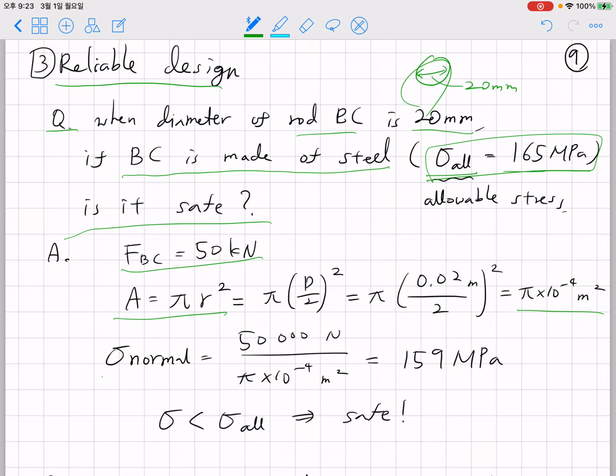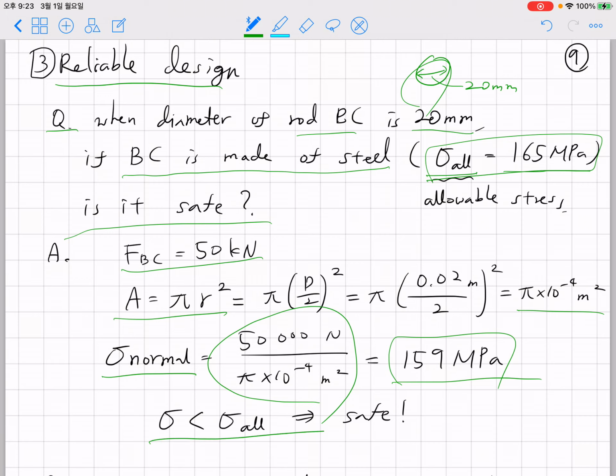Okay, so if we obtain the normal stress after plugging this into a calculator or Google search window, what you're going to get is 159 megapascal. Okay, so this is the actual normal stress that rod BC is subjected to, and it's smaller than the allowable stress of 165 megapascal. So we can say this is safe. So when rod BC is 20 millimeter, and if BC is made of steel, we can say that this is safe.